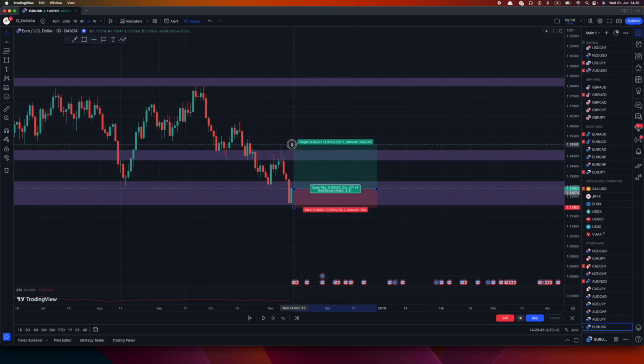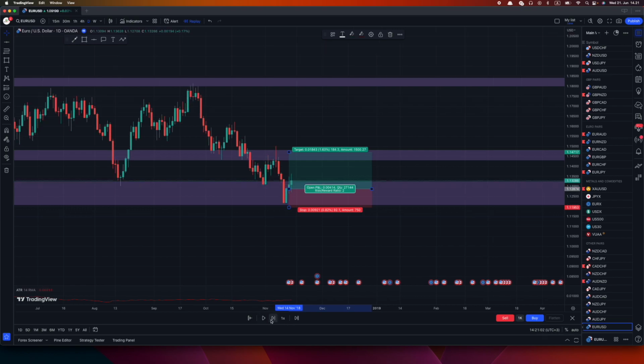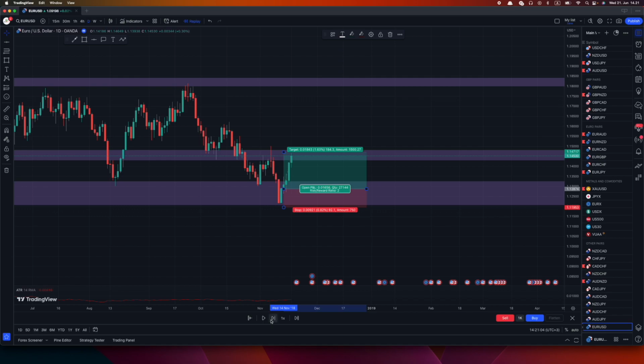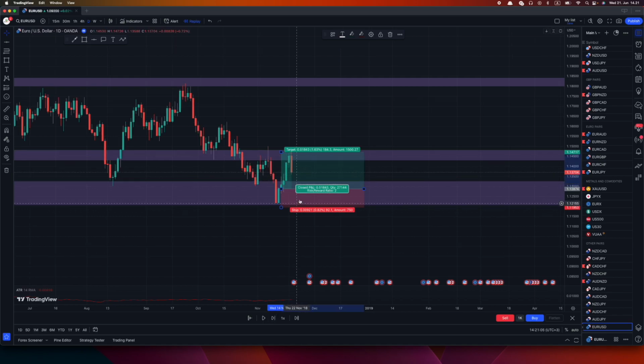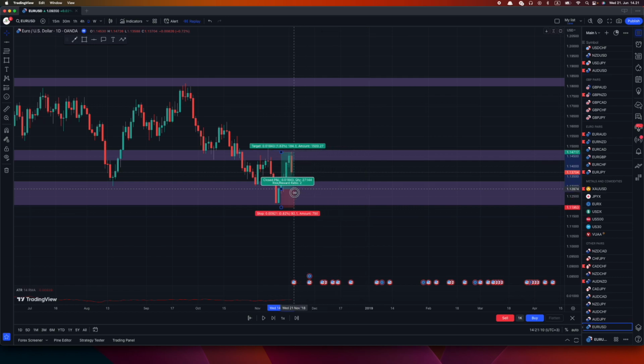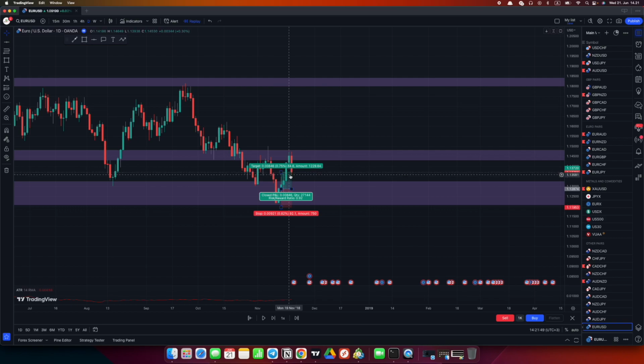And now, because 1 to 2 is above this zone almost, I will be careful. If it rejects, I'm going to close the position. And here it's rejected, so I would close the position here. Almost 1 to 1.